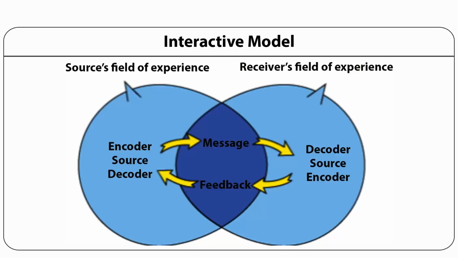This model also indicates that the speaker and listener communicate better if they have a common field of experience or fields which overlap. This is two linear models stacked on top of each other. The sender channels a message to the receiver and the receiver then becomes the sender and channels a message to the original sender. This model has added feedback, indicating that communication is not a one-way but a two-way process. There is feedback but it is not simultaneous.